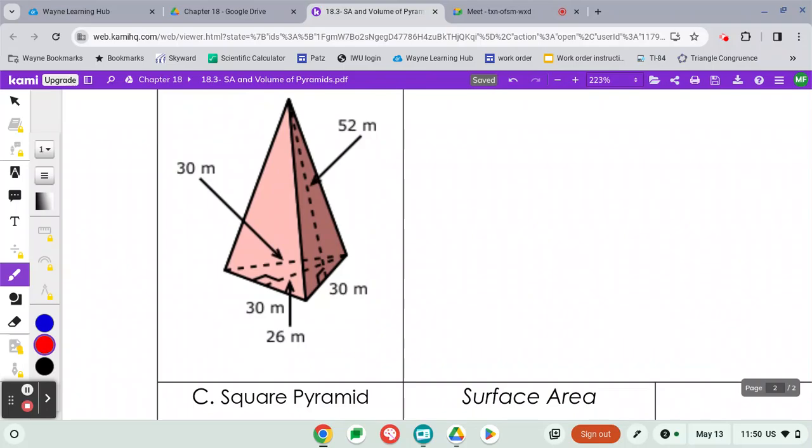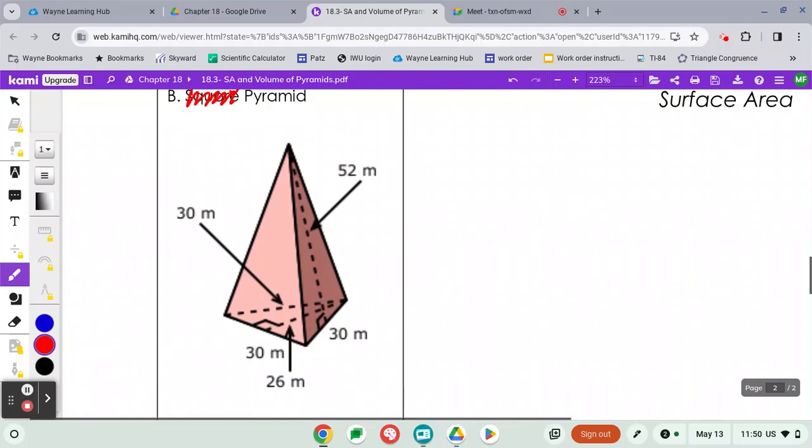Now, let's examine this. Can someone tell me what these different numbers mean? So 30 is on here 3 times. What does that 30 stand for? It's the side of the base, right there, and it's all 3 the same. Okay. What is the 52? The slant height. Good. It's along the edge there, so it's the slant height.